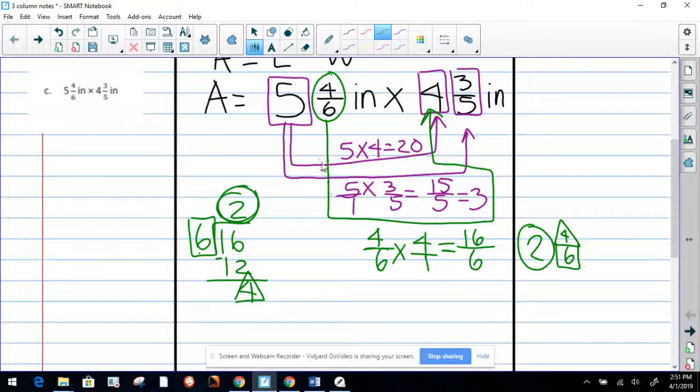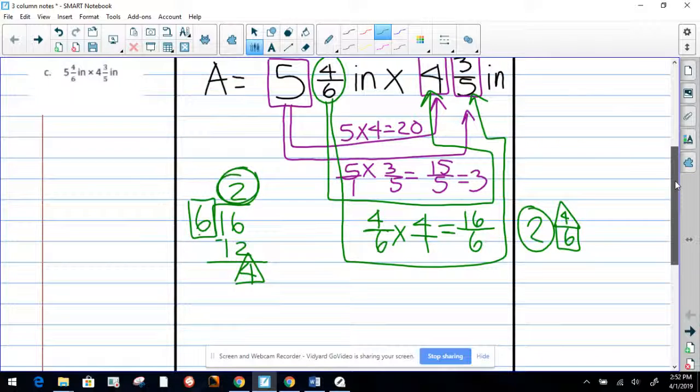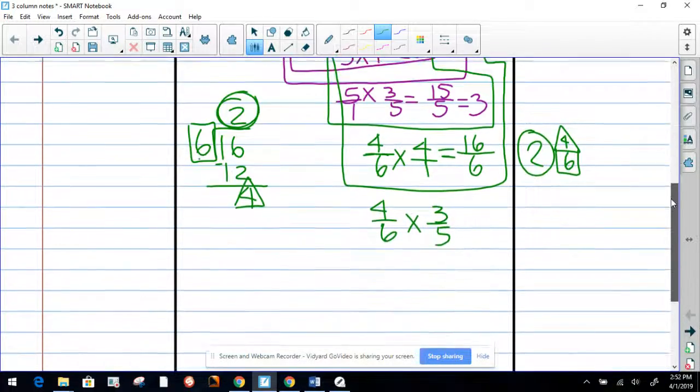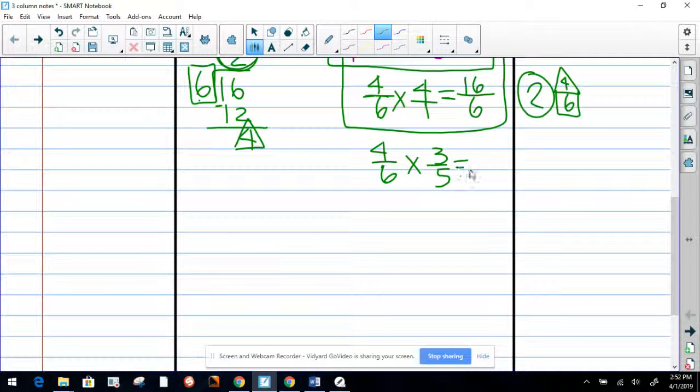Okay, now we multiply the fraction from the left mixed number. Now we're going to multiply that same one times the 3/5 because it has not been multiplied yet. So it's going to be 4/6 times 3/5. So let's write that one right here. And let me make sure I wrote that down correctly. Let's see. Yes, 3/5. So again, when you multiply across, 4 times 3 equals 12, and 6 times 5 equals 30.